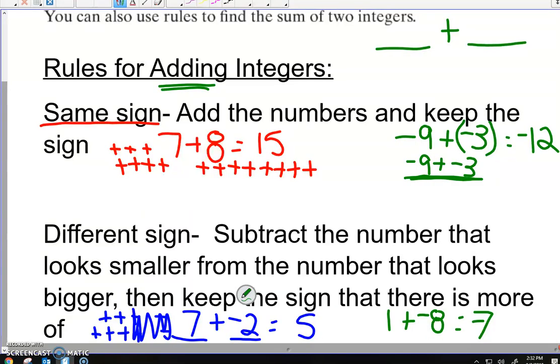Using a rule helps. It makes you go faster. It also gives you the opportunity to use large numbers. Drawing a picture works great if that's something you still want to do. Using a number line also works great, but they're not as efficient as using these rules.